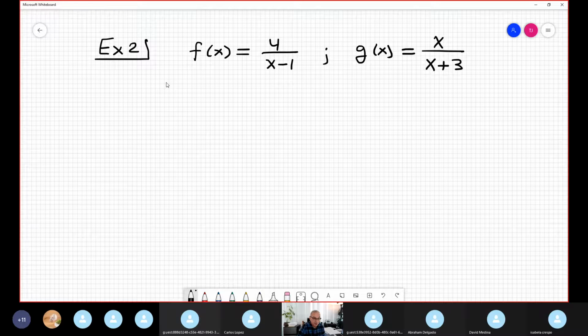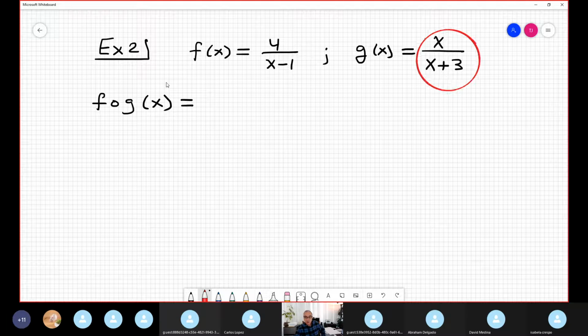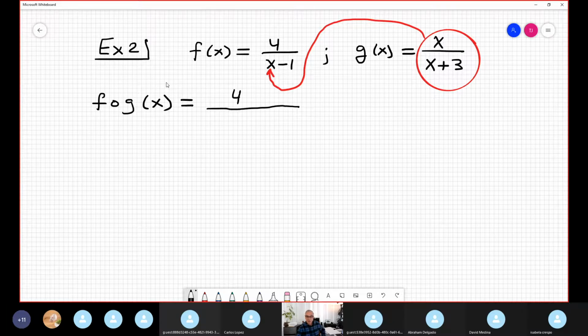Suppose let's start in this order, F composition G. Okay. I realize G is the first function. Therefore, this function G is substituted here in the x value of F. Let's do it. I copy 4 over, no x anymore, no. It's x over x plus 3, minus 1. Do you understand what you're doing?